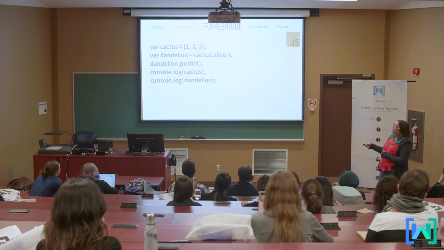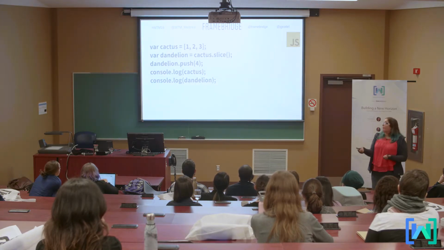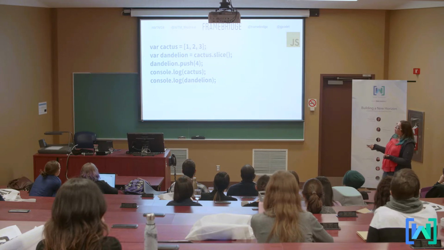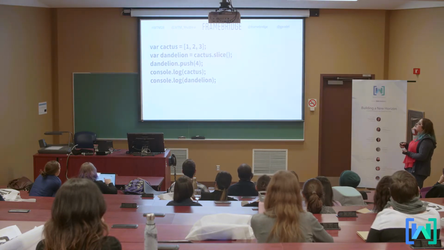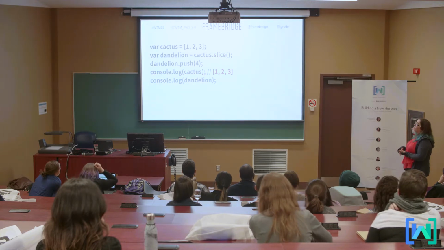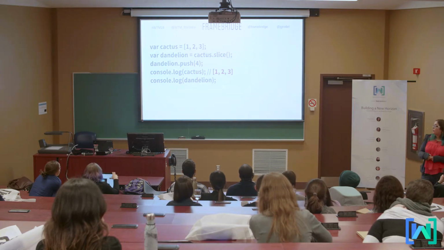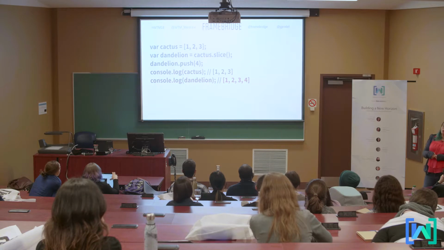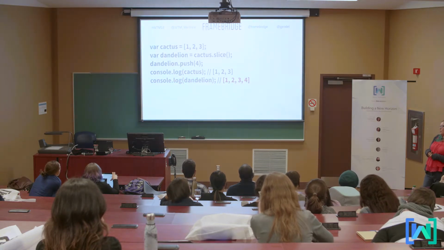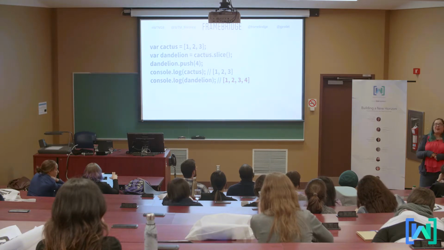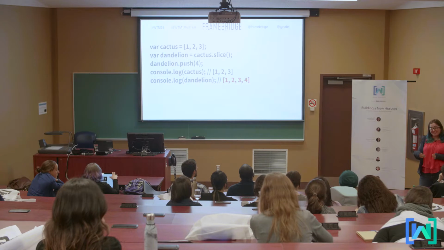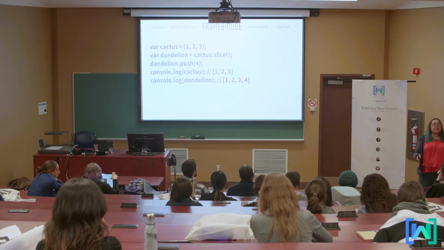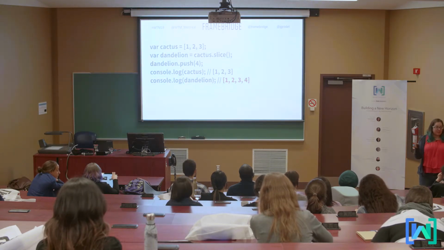And dandelion will be a whole new array that has the values 1, 2, 3. I can push onto dandelion that value 4. And if I take a look at cactus, I still have 1, 2, 3. And with dandelion, I have 1, 2, 3, 4. This does get a little uglier when you're dealing with arrays of objects, because all of those objects that you've put in the array are actually references. But you still end up with a completely new array of the same references.